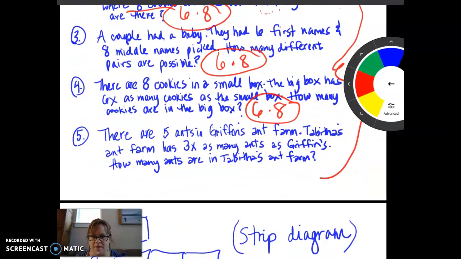All right, in number 5, it's also a multiplicative comparison problem, but this time we had to draw a strip diagram and rewrite the problem. The problem that I wrote here is that there are 5 ants in Griffin's ant farm, and Tabitha's ant farm has 3 times as many ants as Griffin's. And so the question is, how many ants are in Tabitha's ant farm?